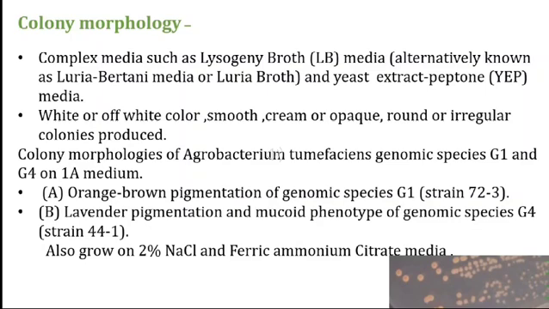White or off-white, smooth, creamy or opaque, round or irregular colonies are produced. Colony morphologies of Agrobacterium tumefaciens genomic species G1 and G4 on one medium: A, orange-brown pigmentation of genomic species G1; B, lavender-pigmented and mucoid phenotype of genomic species G4. They also grow on 2% NaCl and ferric ammonium citrate medium.